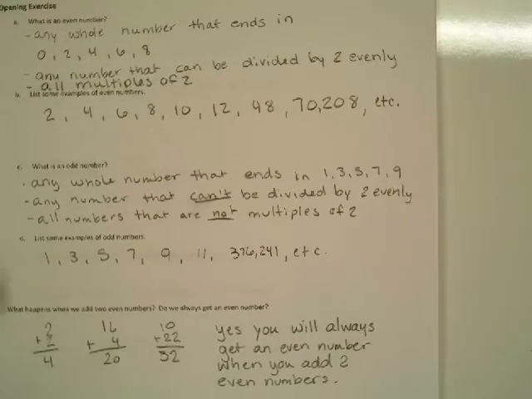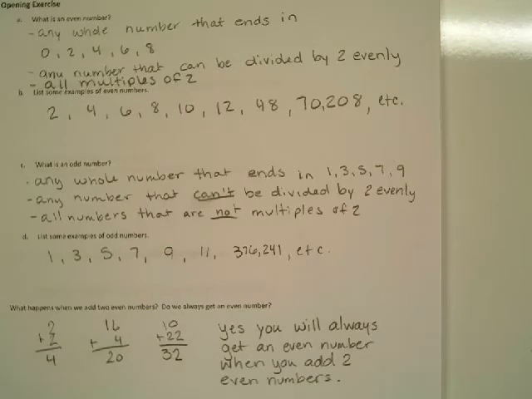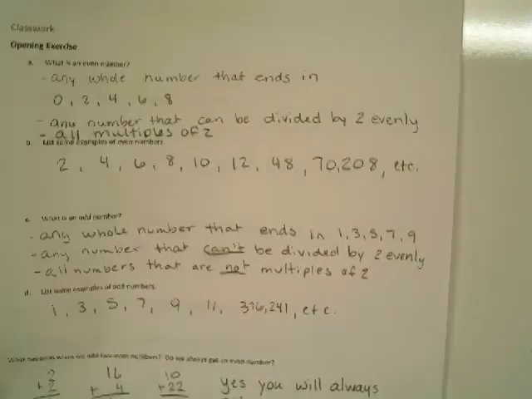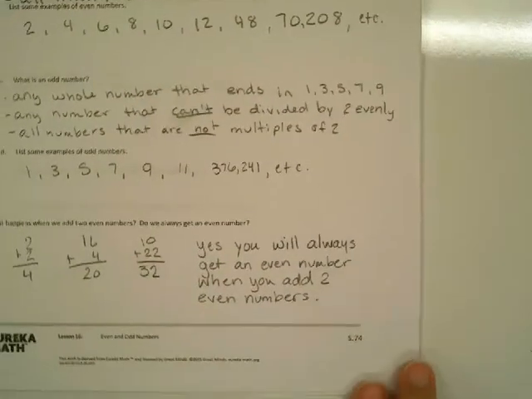The next question says, what is an odd number? Well, an odd number is any number that's not even. So we could describe it as any whole number that ends in 1, 3, 5, 7, or 9. Any number that cannot be divided by 2 evenly. All numbers that are not multiples of 2. So for example, 1, 3, 5, 7, 9, 11, 376,241, etc.